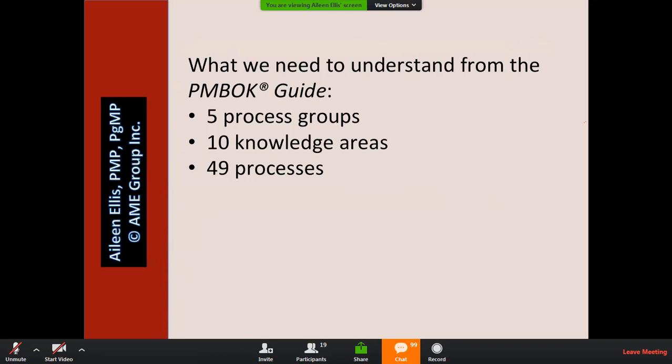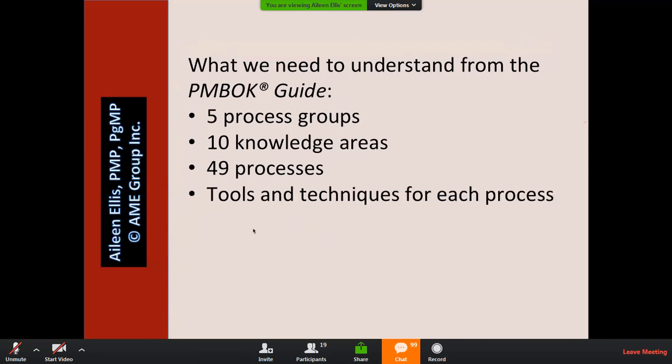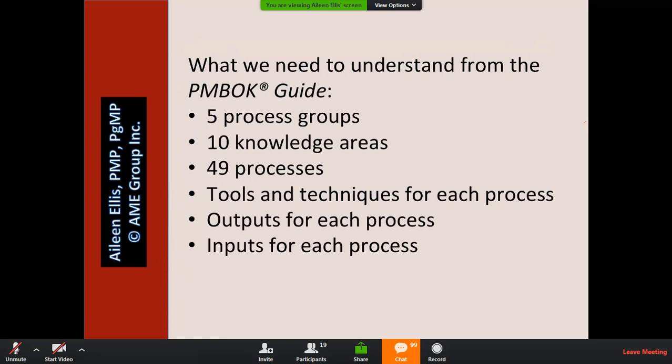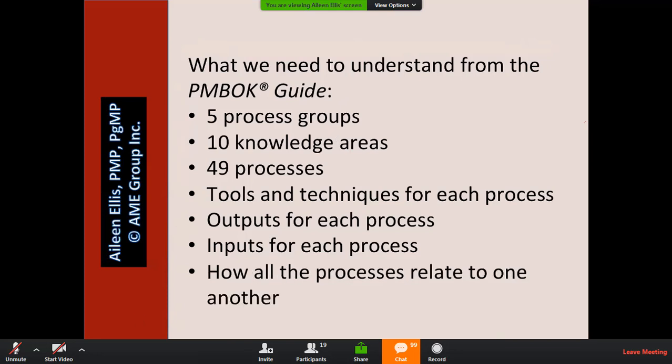We didn't get to it today, and we didn't plan to. You need to know tools and techniques for each process, outputs for each process, and then lastly, not nearly as important, inputs for each process. For most of us, if we tried to memorize all of this, we would never be able to do it. I'm strongly suggesting you don't try to memorize all of this, that you try to understand it.